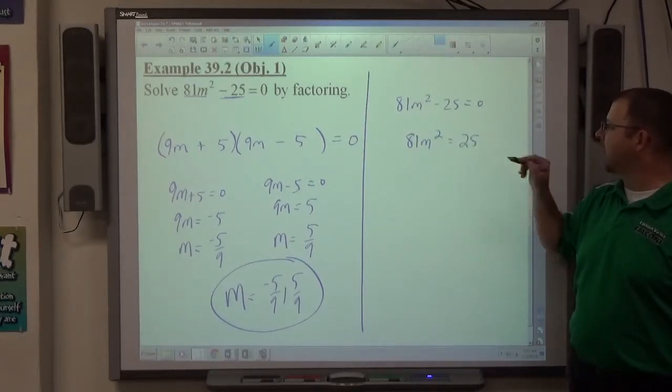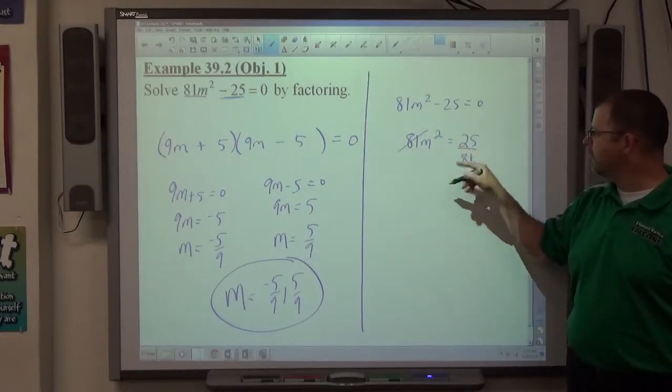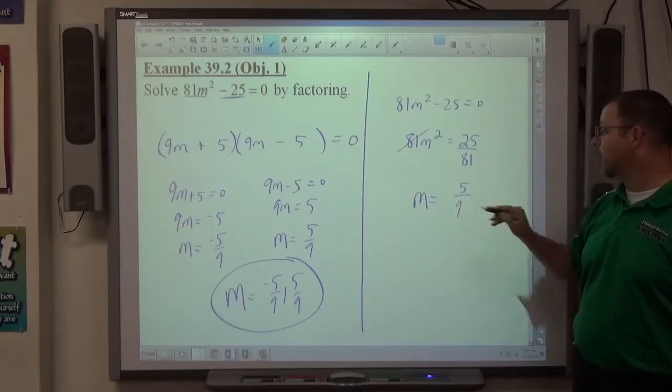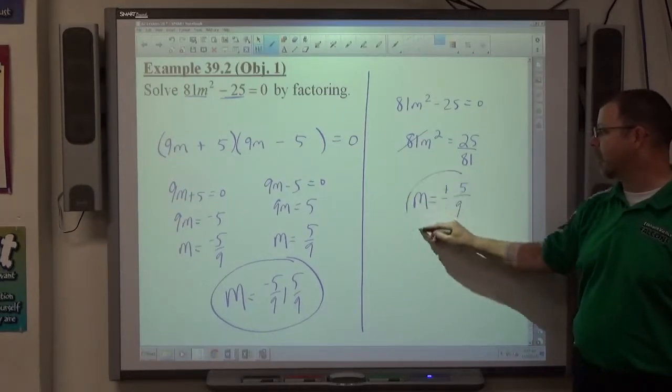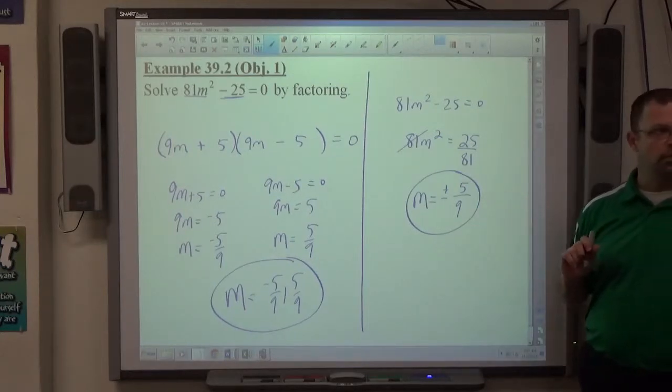Move the 25 to the other side, it becomes positive 25. Divide both sides by 81. M squared equals 25 over 81, so m equals the square root of 25 over the square root of 81. We have to put a plus or minus in front of it. Same answers. Take your pick.